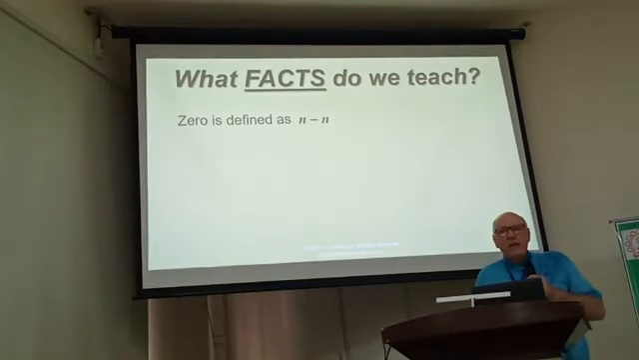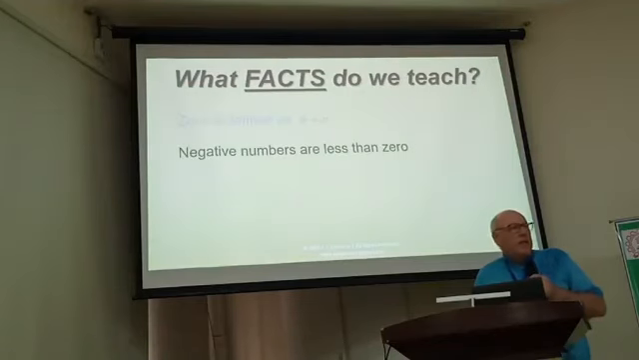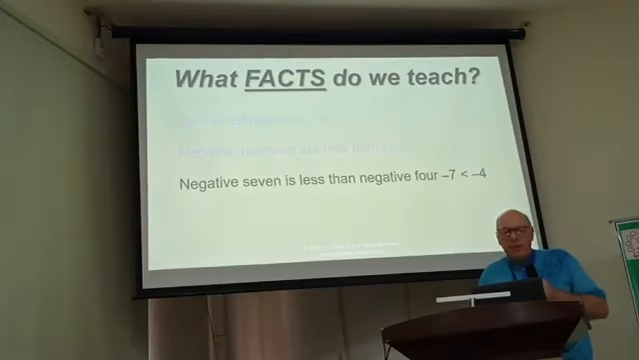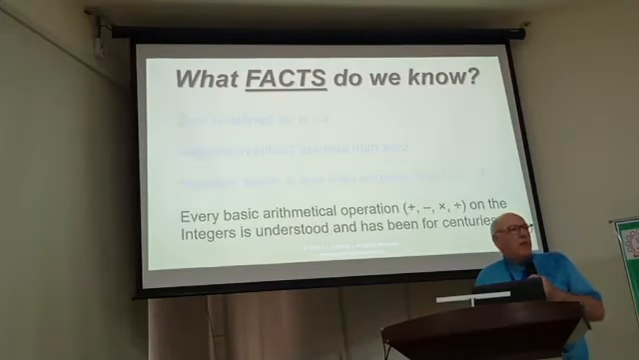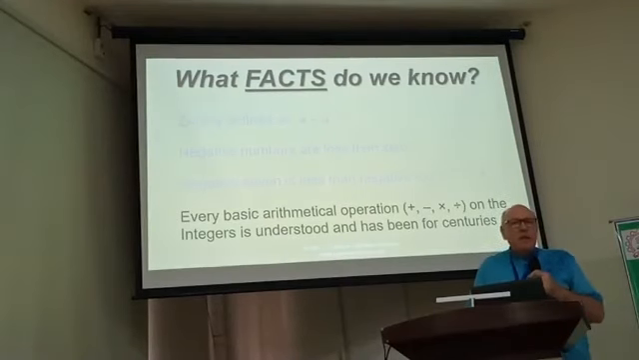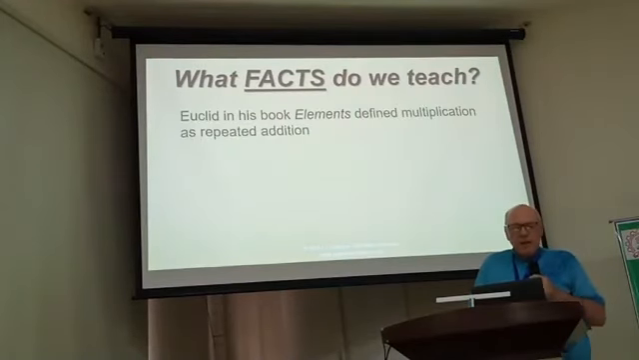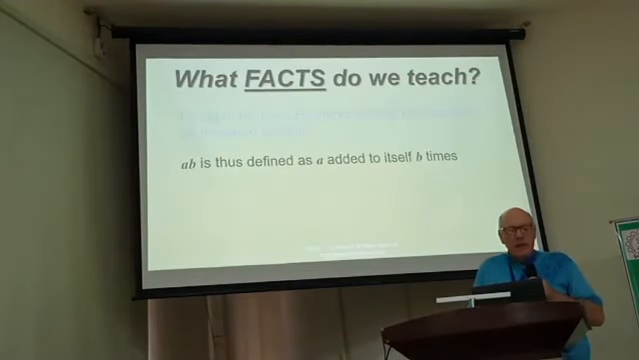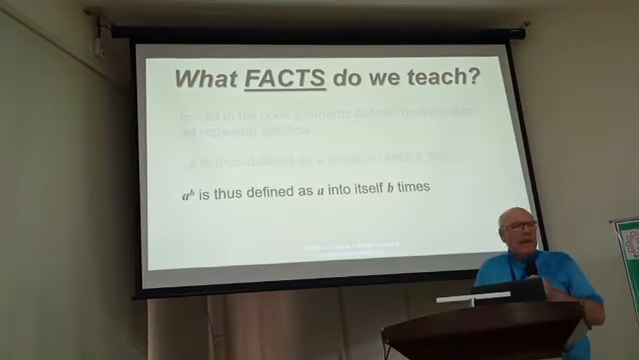Zero is defined as any number subtracted from itself, n minus n. Negative numbers are less than zero. Negative 7 is less than negative 4. And every basic arithmetical operation on the integers is understood and has been for centuries. Euclid, in his book Elements, defined multiplication as repeated addition. AB is thus defined as A added to itself B times, and A to the power of B is thus defined as A multiplied into itself B times.